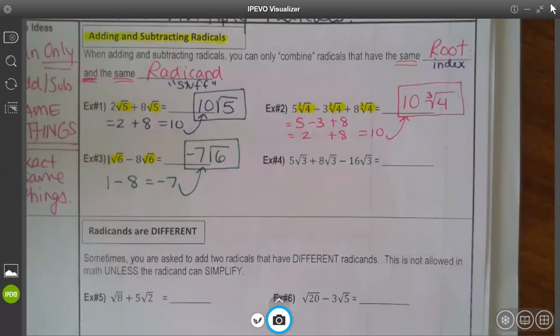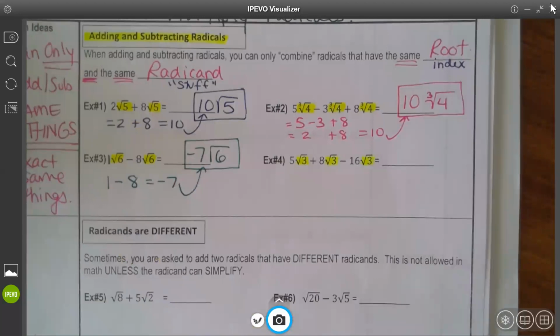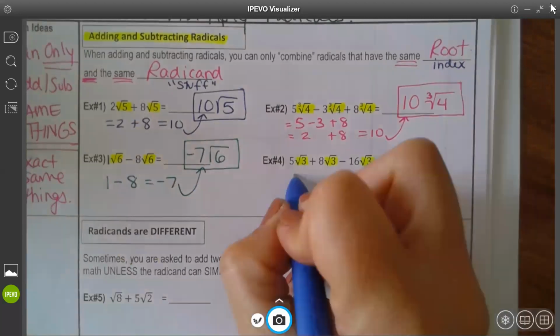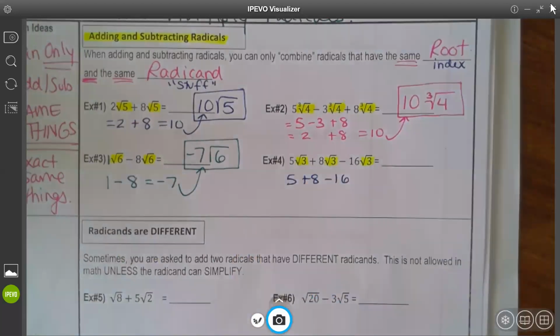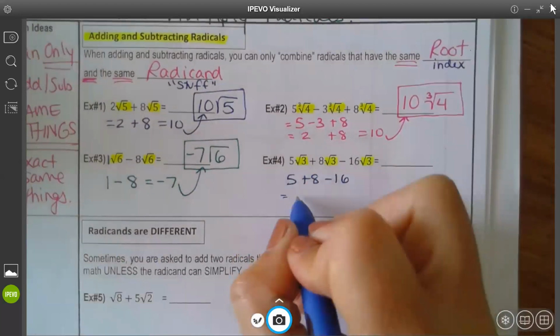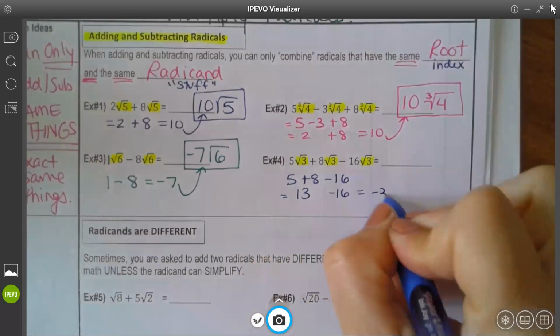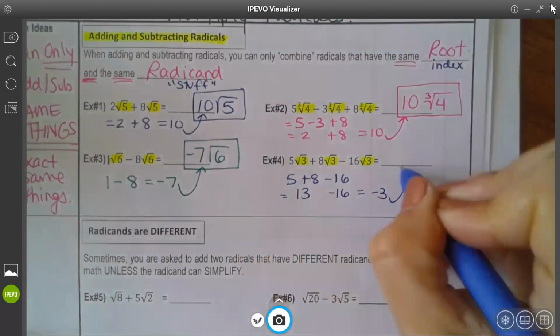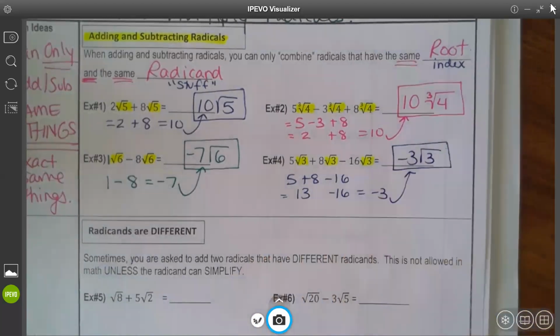All right, number 4. Square root of 3, square root of 3, square root of 3. The things are the same. They're all square root 3s. So that means that I'm going to be able to take 5 and add 8 and then subtract 16. So 5 plus 8 is 13 minus 16. That's going to give me negative 3 of those guys. Who are the guys? Negative 3 square roots of 3. Easy peasy, right? Looking for the same things and then adding them up.